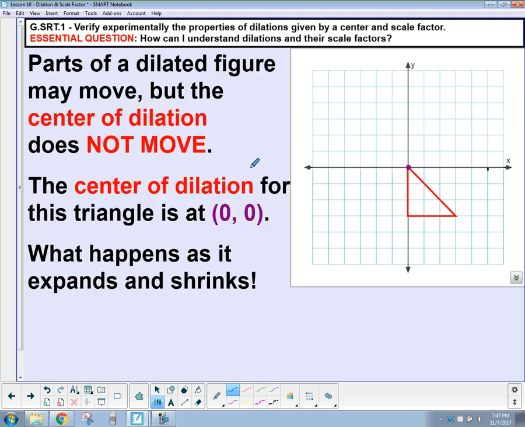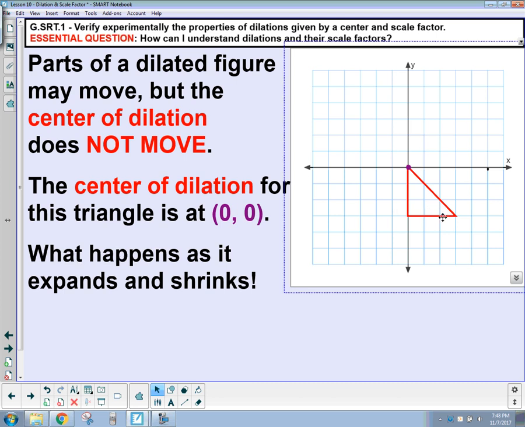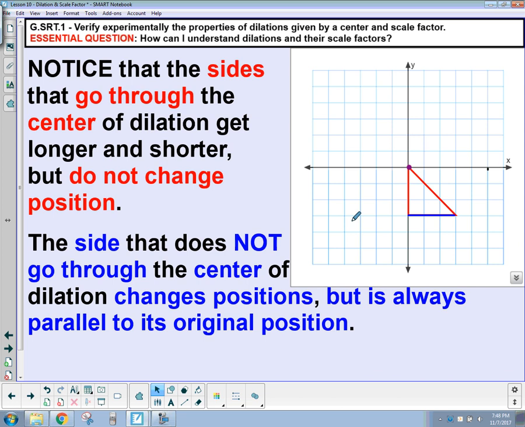So, parts of the dilated figure. Parts of the dilated figure may move, but the center of dilation does not move. The center of dilation for this triangle is going to be 0, 0. What happens as it expands and shrinks? Let's find out. This triangle's not working, guys. Alright, here we go. So, watch the triangle.